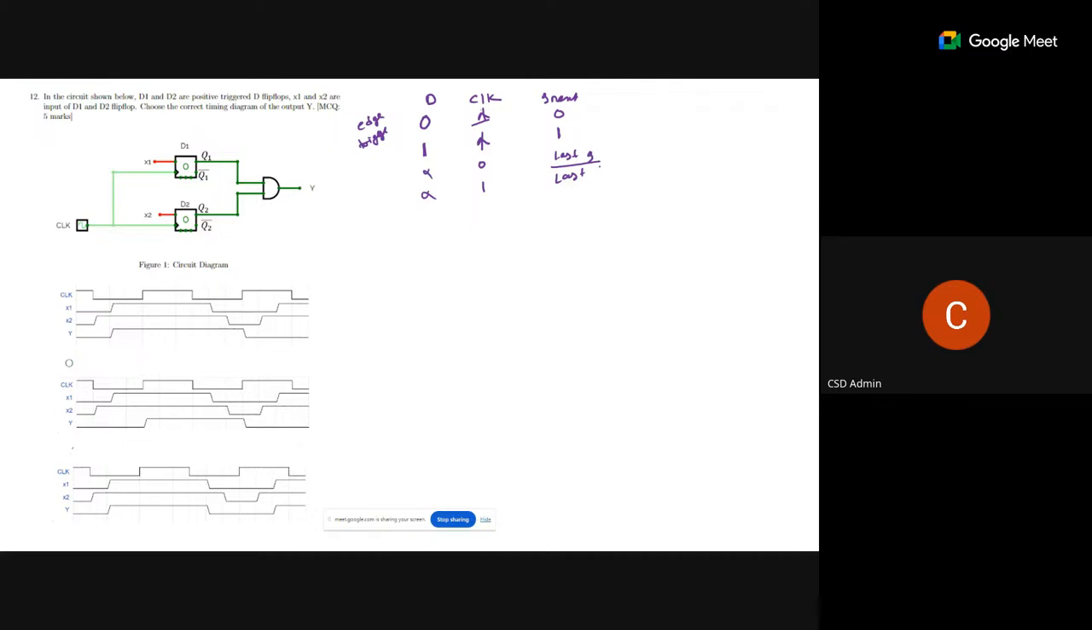Okay, now let's solve. Now the clock is given. Let's see, X1 is given and X2 is given. So what will be the output? You can see the clock. This is 0 initially. Up to that is correct or not?